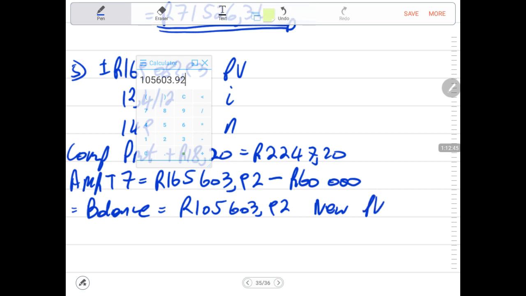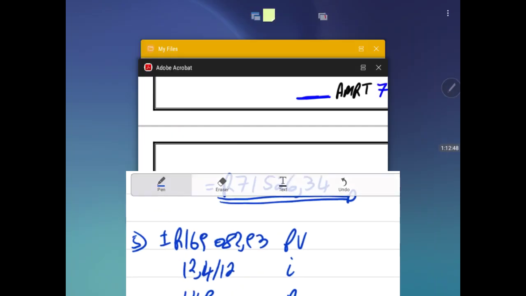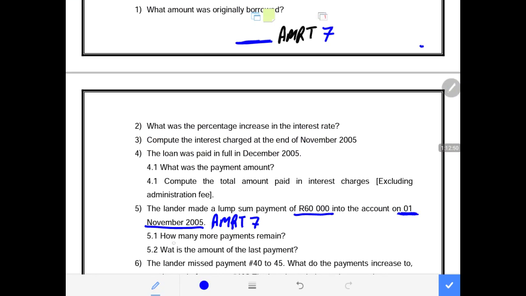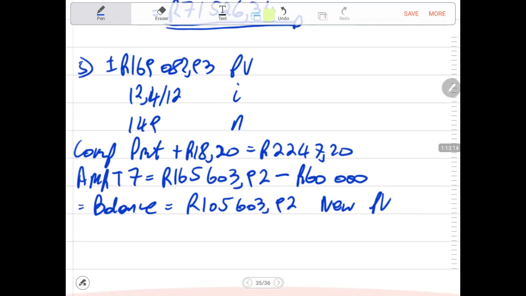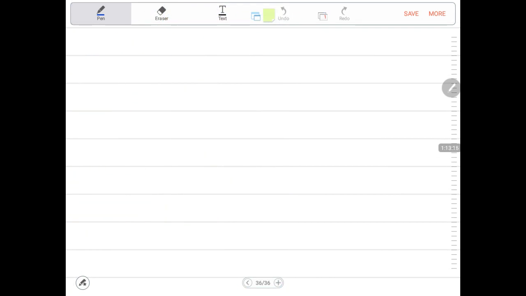Then what are we required to calculate? The number of the payments that remain. How many more payments remain? That means now this person wants to pay the same amount. Remember, currently how much is he paying every month? This amount is what he's paying every month. So now we need to calculate how many payments remain, if that is the amount that he wants to pay. Now remember, we need to always exclude our administration fee when we're calculating the number of payments.